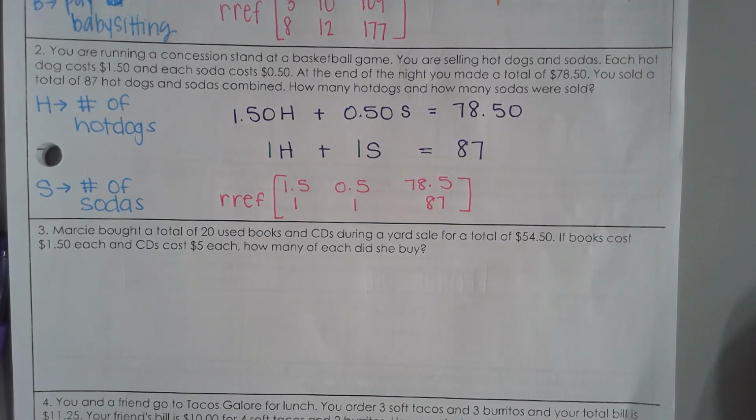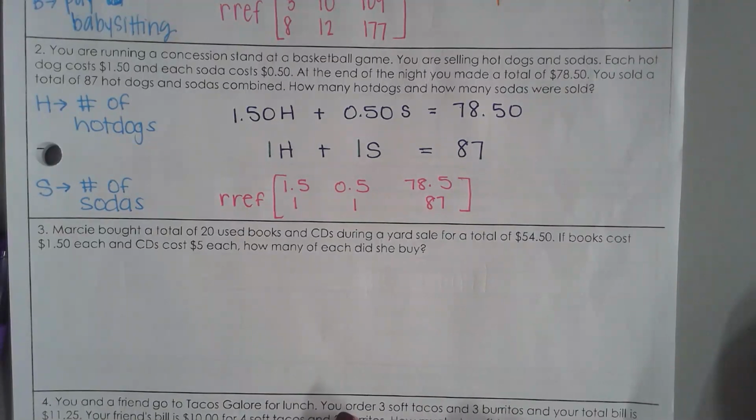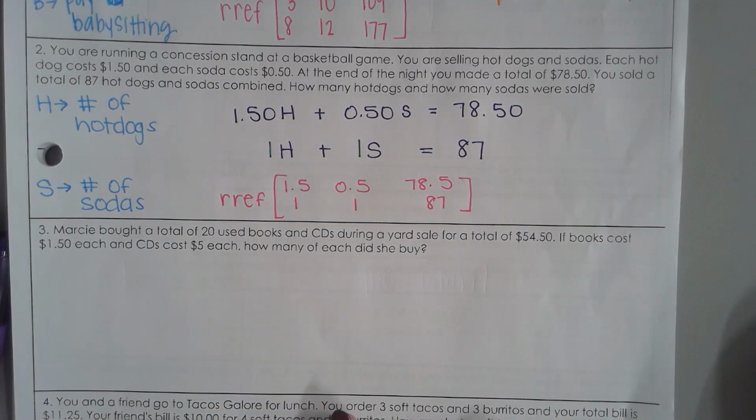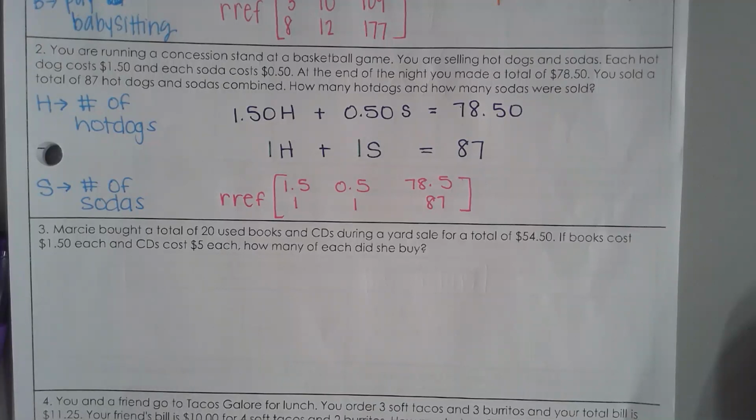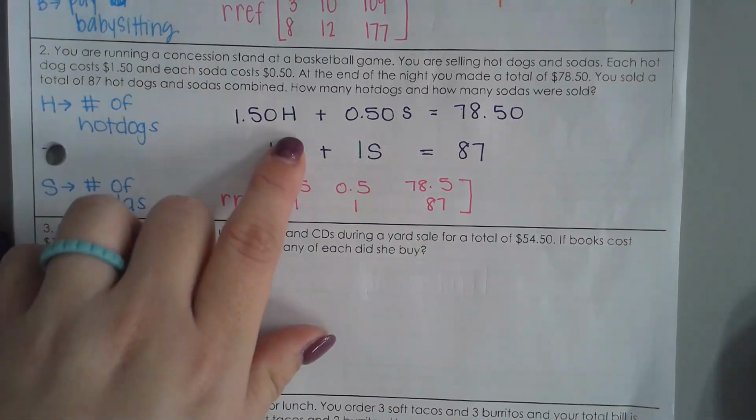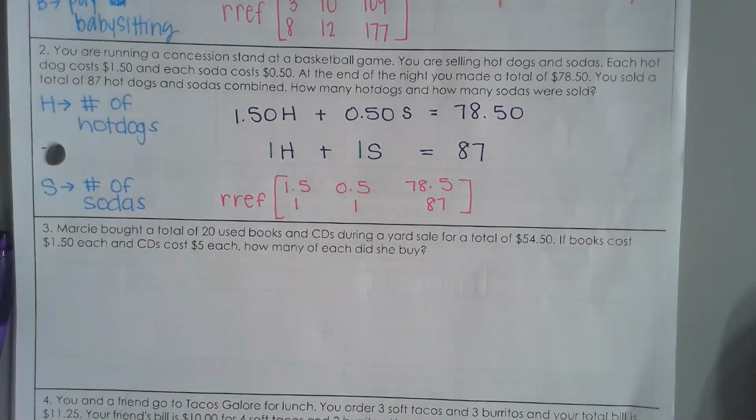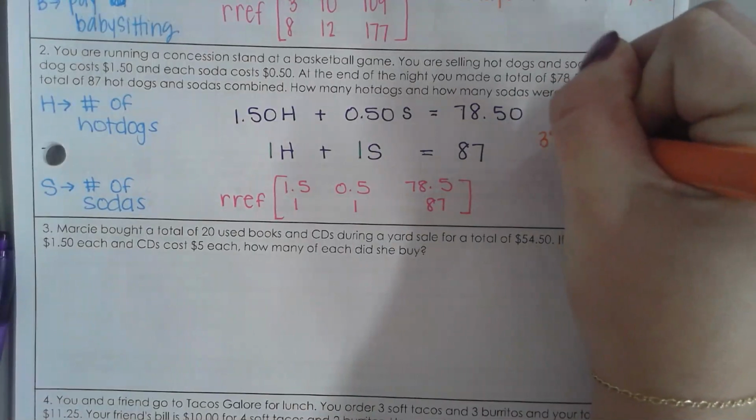So you got 35 and 52. So 35 what? Hot dogs? Okay. And 52 sodas? Why do you know that the 35 was hot dogs? That's the first number. We used H first in our equation, and the 35 was the first number. So 35 hot dogs, 52 sodas.